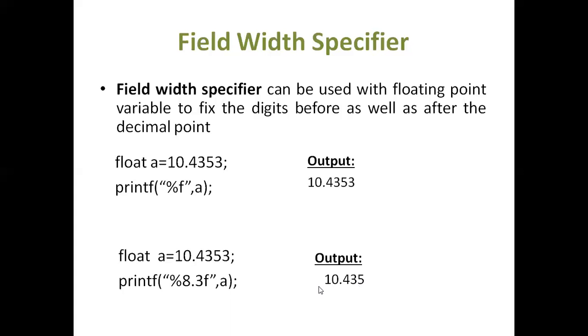So the 3 blank spaces are left, and then the 10 is printed, and after the point 3 values, 4, 3, 5, are printed, and not the complete value of the floating point variable. So this was the field width specifier and the format specifier. This is our today's lecture. Thank you for your attention.